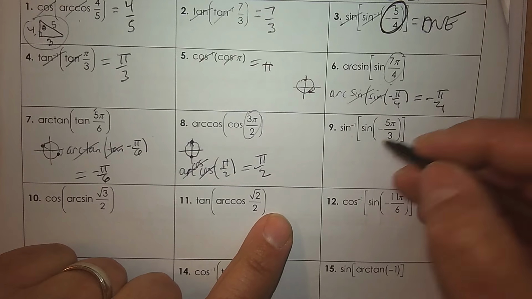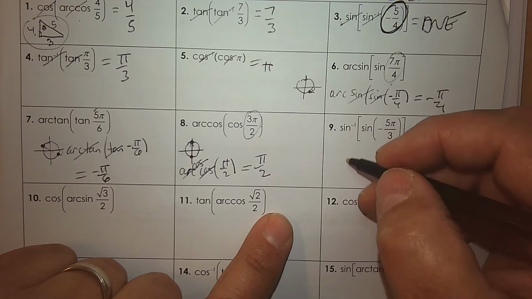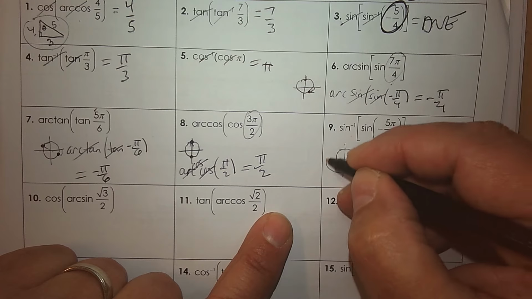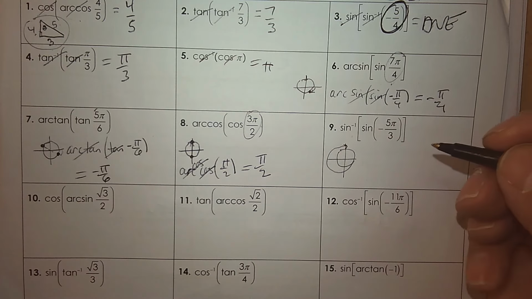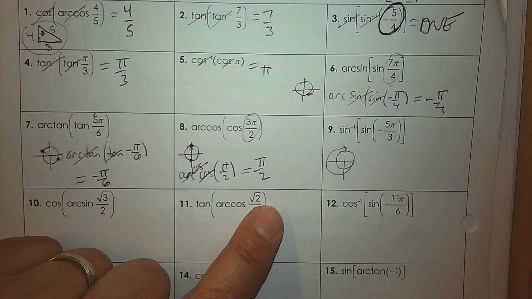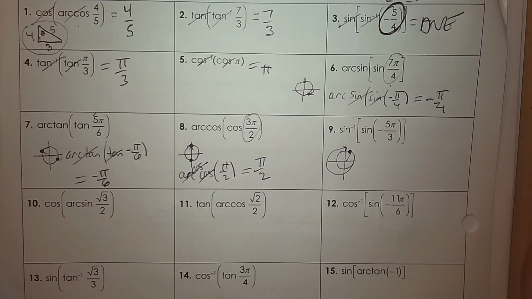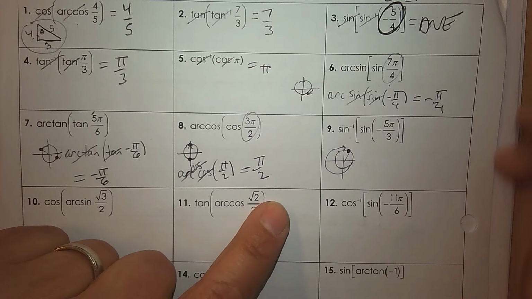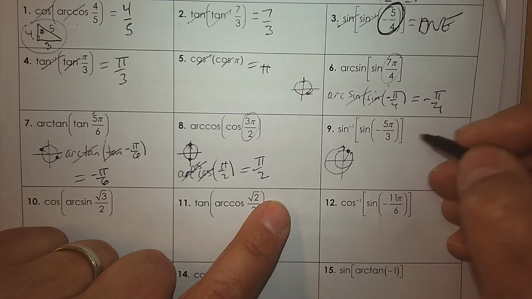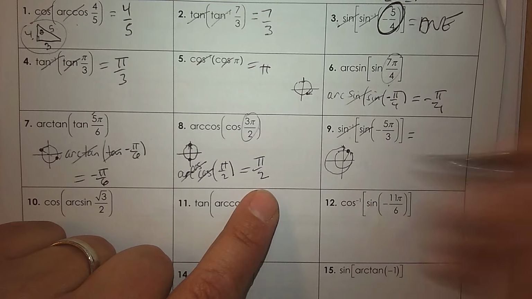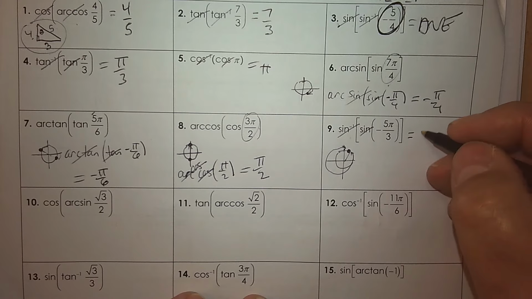So negative 5 pi over 3. So think, where is that located? So I have to go clockwise all the way around to find negative 5 pi over 3. That's right here. So what's the positive angle that would get me there? And that's your answer. So they undo each other, but what's the positive angle that's in my domain restriction? And the answer is pi over 3.